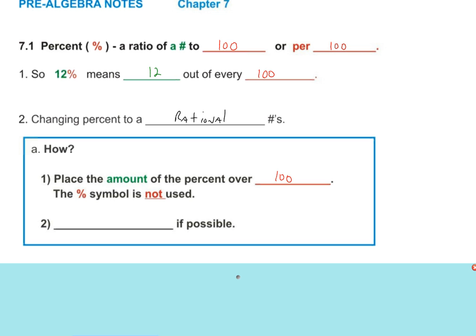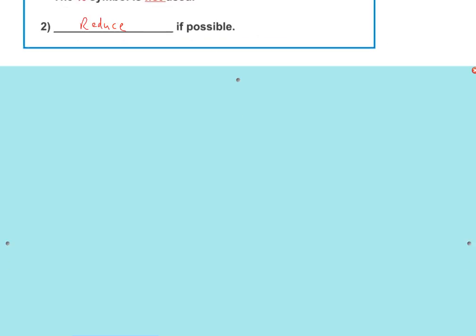All right? The symbol is not used because now you are actually doing the per 100. So the symbol's not there anymore, and that's important. You can't include the symbol anymore because you have the 100 on the bottom. The symbol tells you there's supposed to be 100 on the bottom. When you put the 100 on the bottom, you no longer have the symbol there. Okay. And then always, always, always reduce if possible. So it's real simple. Take the amount, put it over 100. Don't use the percent symbol anymore, and reduce if possible.